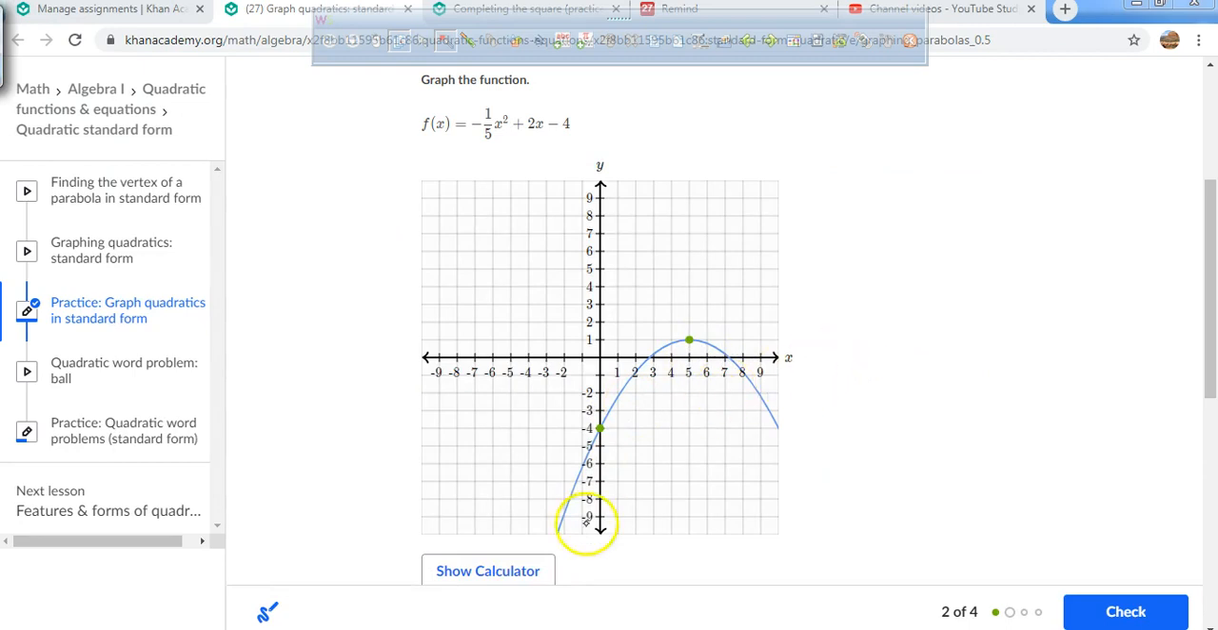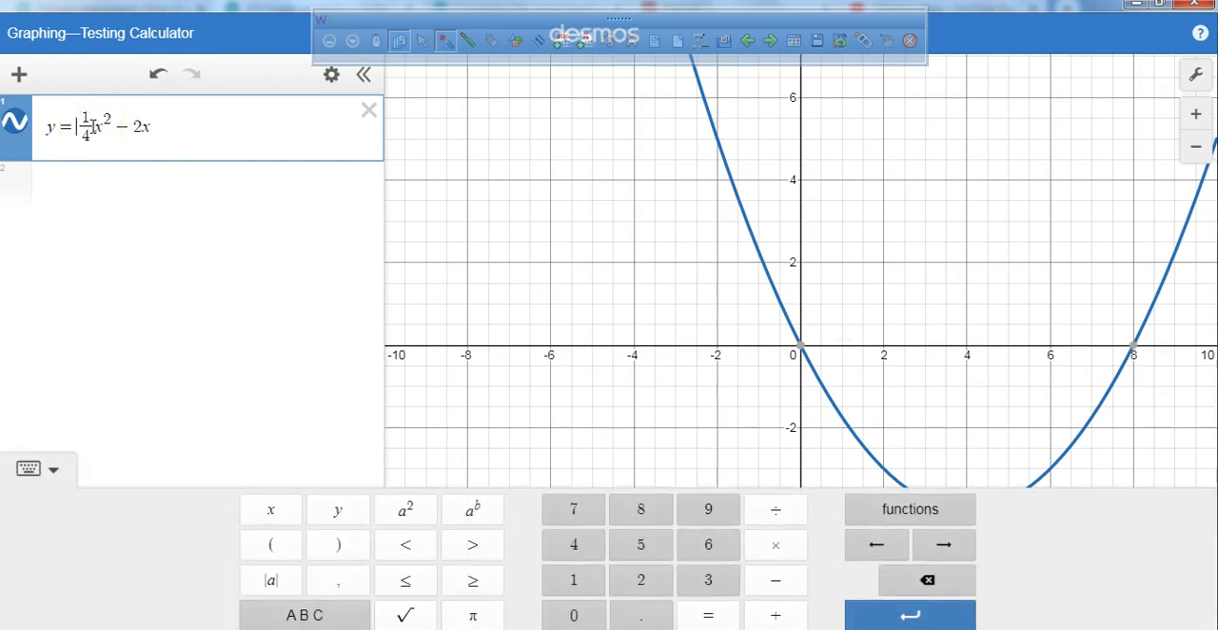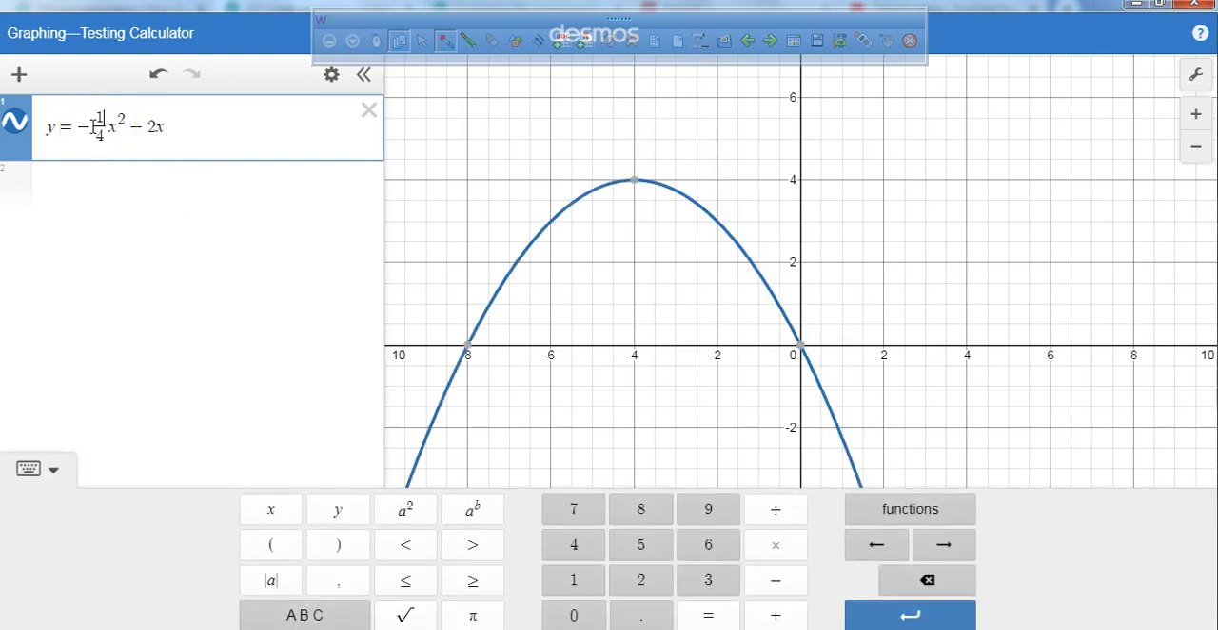Now, after you do the work by hand, then I want you to use Desmos. Okay? Don't use Desmos just to do everything for you. Then you're really not learning. All right? Just use it as a tool to check your abilities.